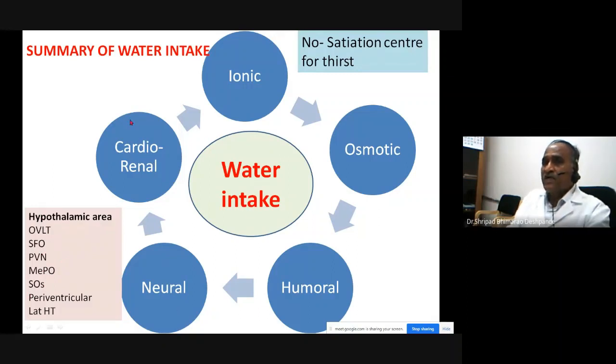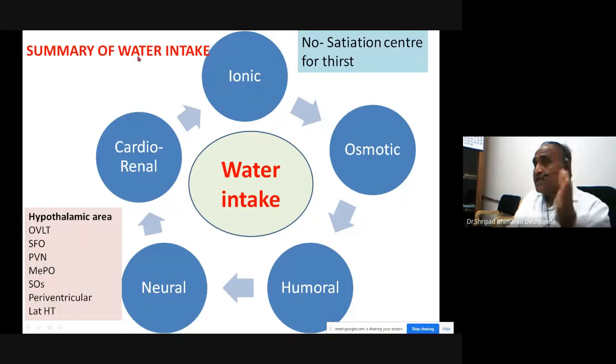The cardiorenal, that is happening through the baroreceptor and angiotensinergic mechanism, increasing either sympathetic activity or angiotensin 2 activity. So this is how the whole thing works, each is interdependent, they will try to increase the water intake.